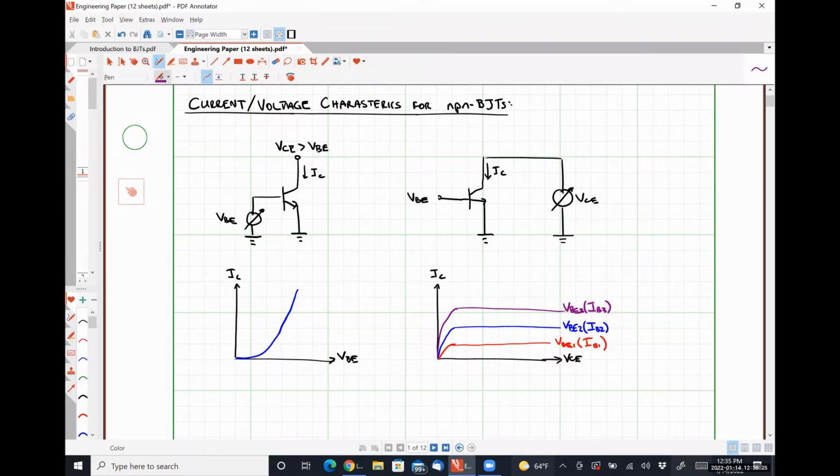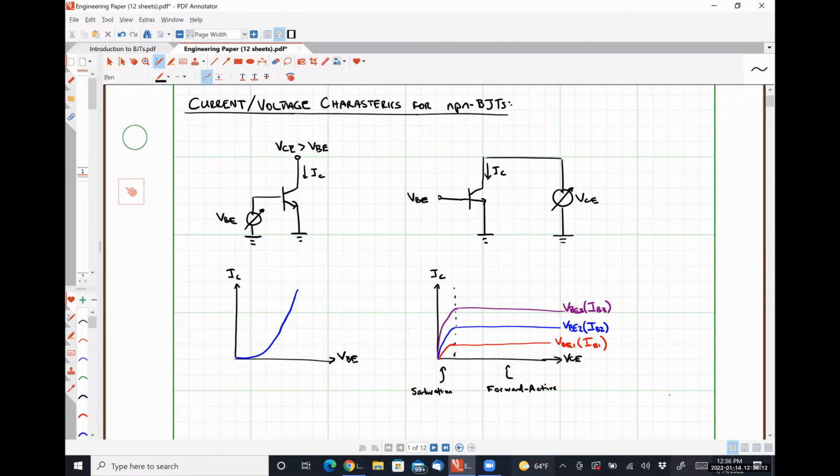So effectively, if I were to draw a dashed line here, everything to the left of the dashed line is saturation region operation, and everything to the right of the dashed line is forward active region operation, where we're observing that our collector current does not depend on the collector emitter voltage, which is what our model IC equals IS times the exponential of VBE over VT tells us.